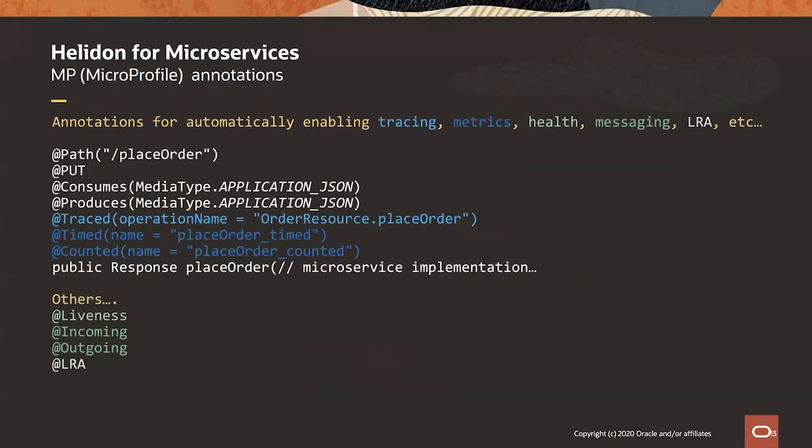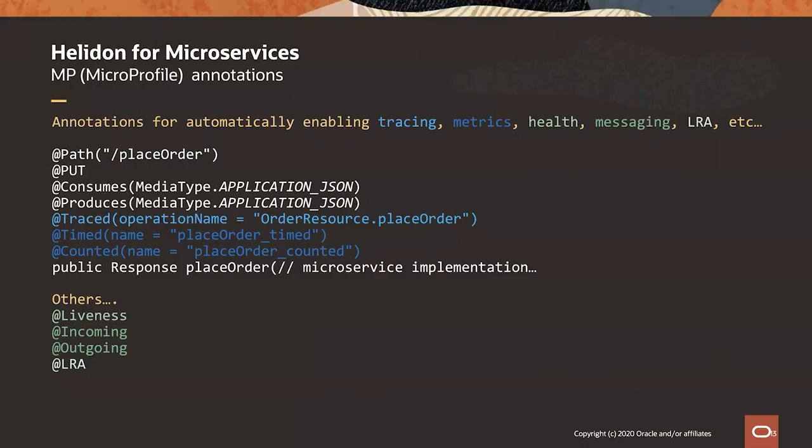So I'm just giving here a few examples of annotations related to data, but also related to microservices in general. But very necessary for when you're dealing with data in distributed transactions. So tracing, metrics, health, messaging, as I mentioned, and some of the LRA.